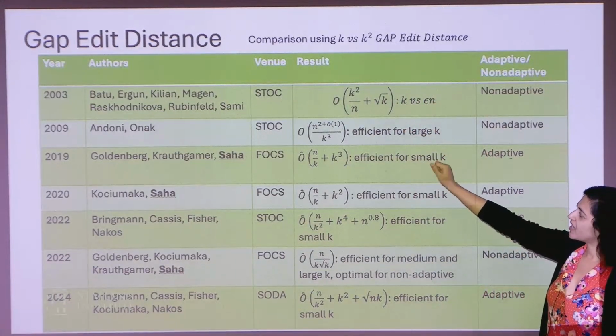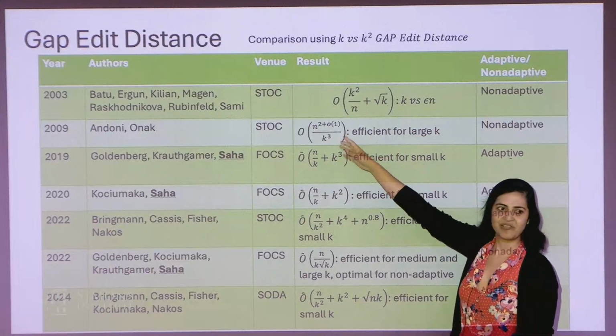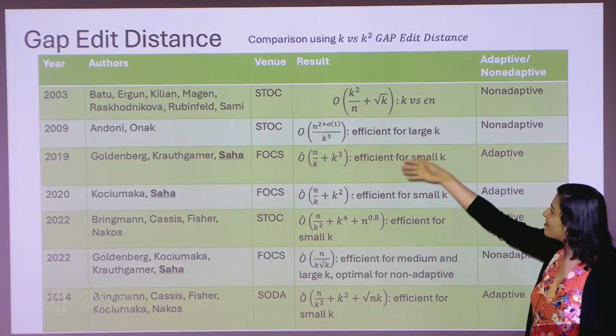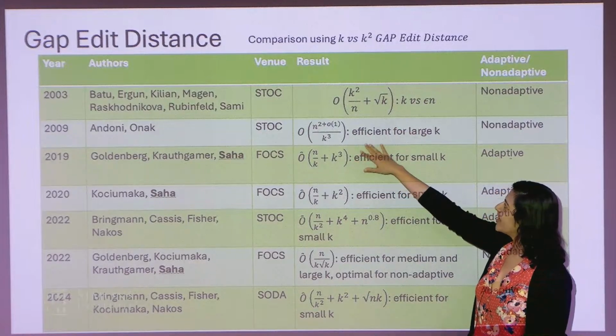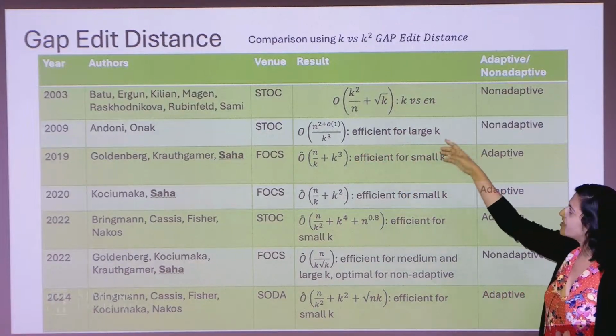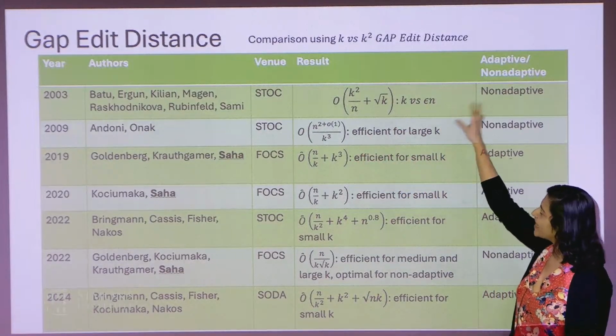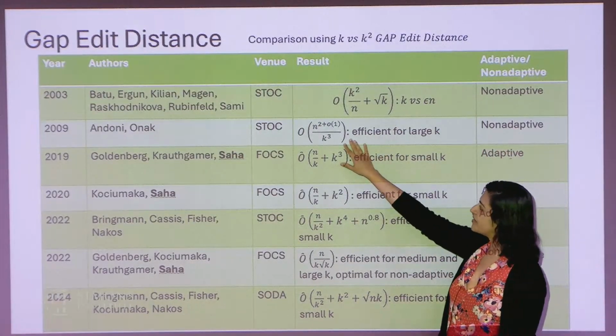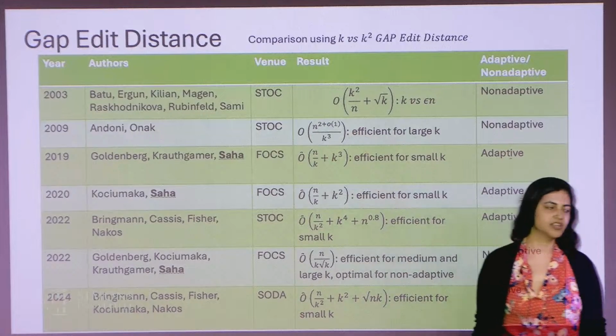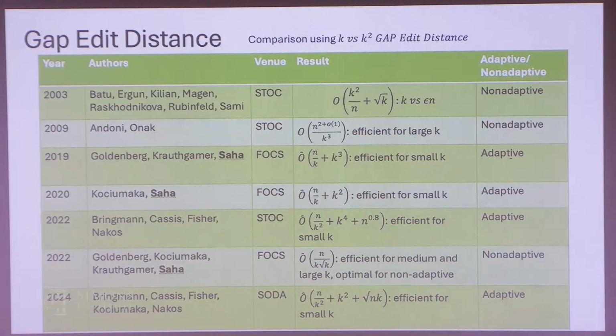Then in 2009, Andoni and Onak, and also one of the authors here, gave an algorithm which works not just for k versus epsilon n, but for other parameters as well. And this is what they got. The focus of that paper in 2009 was mostly about coming up with a near linear time algorithm for subpolynomial approximation of edit distance. The focus of that paper was not on sublinear time algorithms.